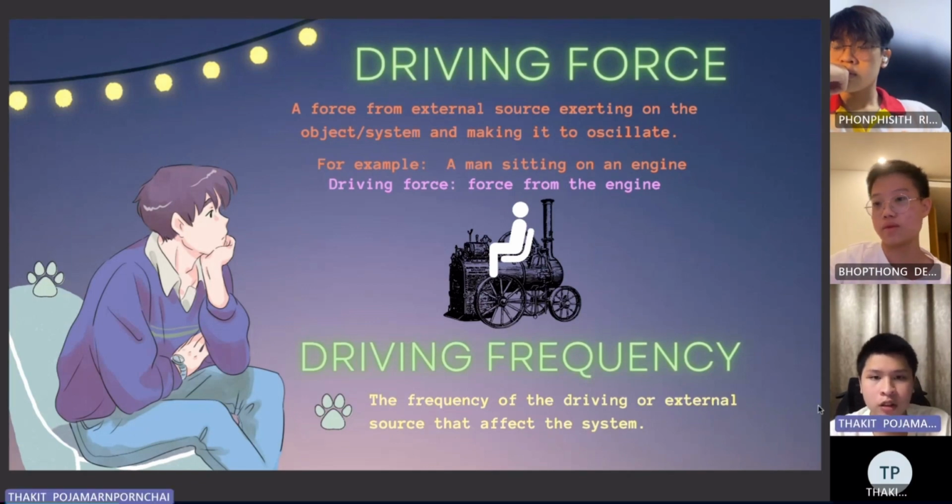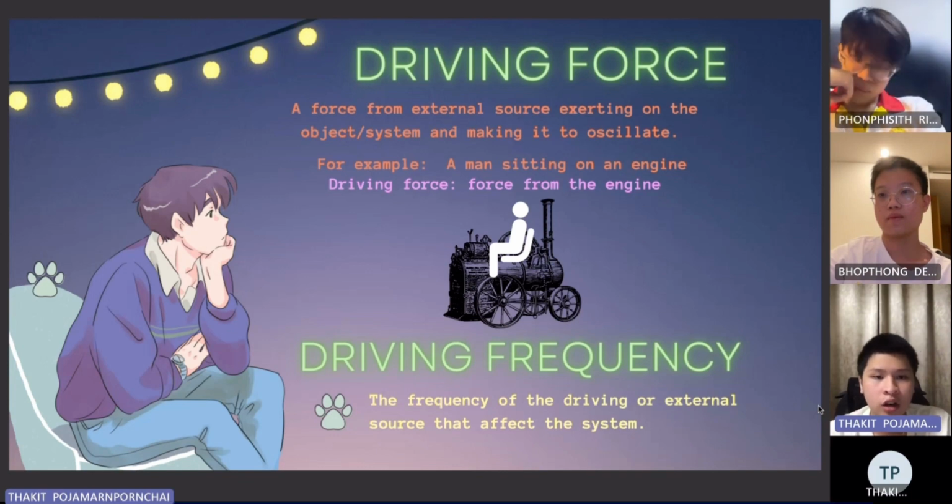Next, driving force. A driving force is a force from an external source that is exerted on an object or system, making it oscillate. For example, a man sitting on the engine of a car: the driving force is from the engine, the object or system is the man, the forced oscillation, and the external source is the engine, the one that is driving. And the driving frequency is the frequency of the driving or external source that affects the system.